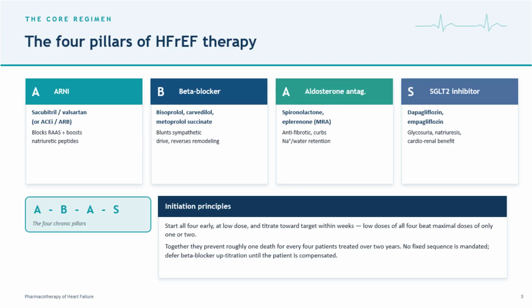Each one hits the failing heart from a completely different angle: neurohormonal blockade, sympathetic blockade, antifibrotic action, and that brilliant cardio-renal SGLT2 benefit. Now here's the pearl that trips people up: you start ALL 4 early at low dose and titrate up over weeks. Low doses of all 4 absolutely beat maximum doses of just 1 or 2. That's not my opinion, that's the evidence. Together, they prevent roughly 1 death for every 4 patients treated over 2 years. 1 in 4, that is a staggering number in medicine. Let's break each pillar down, starting right now.